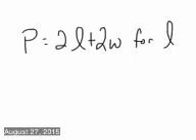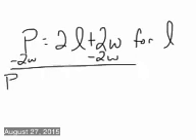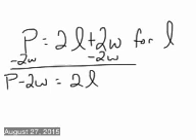What do I do first? Subtract 2W. Good. So I have P minus 2W equals 2L. Now what?